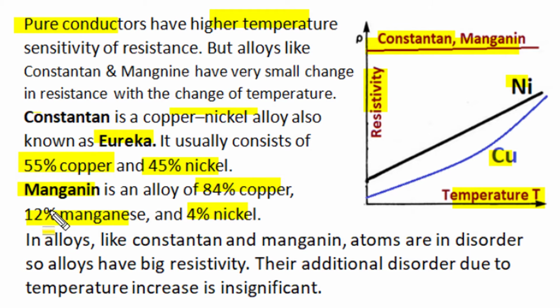In these alloys, constantan and manganin, atoms are already in quite disorder due to addition of impurity in the material, and they show higher initial resistivity, and with increased temperature, the additional disorder which will take place won't make a significant change. So resistivity or resistance won't have a significant change with change of temperature in constantan and in manganin. So pure metals have higher sensitivity for resistivity change with respect to temperature change, and alloys have less sensitivity of resistance change with respect to temperature change.